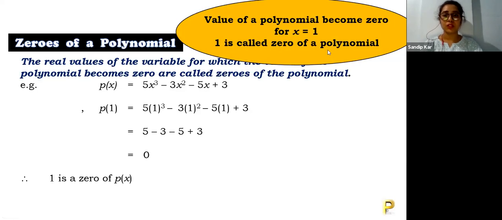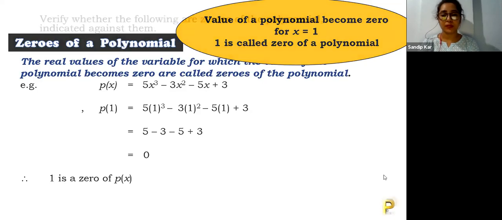Okay, so the value of a polynomial becomes 0 for x is equal to 1. 1 is called the 0 of a polynomial. So as we put x as 1 over here and we got the answer as 0, 1 is called a 0 of a polynomial. Okay. So I hope you understood how you can find the 0 of a polynomial. Let's jump into some questions so you will be very much clear about this part because it's quite important.